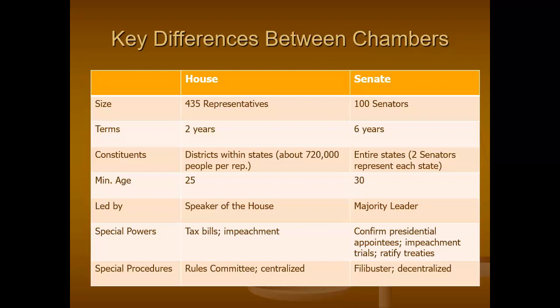Another distinction between the two chambers is the length of terms that members serve. In the House, members are up for election every 2 years, whereas over on the Senate side, individual senators serve 6-year terms. And these terms are staggered so that 1/3 of the Senate is up for election every 2 years. So rather than electing all 100 senators in a single election on a 6-year basis, instead every 2 years, basically 33 or 34 senators are up for election.